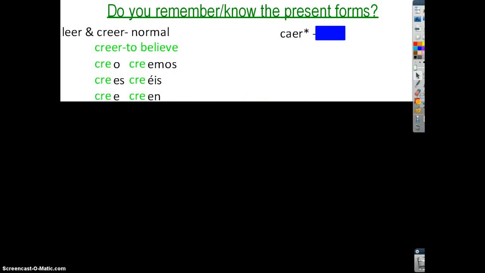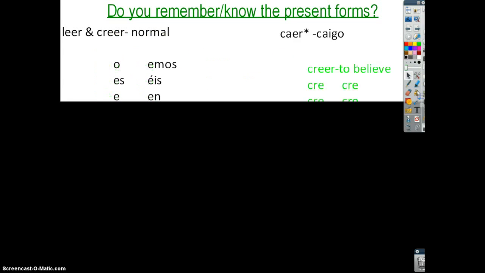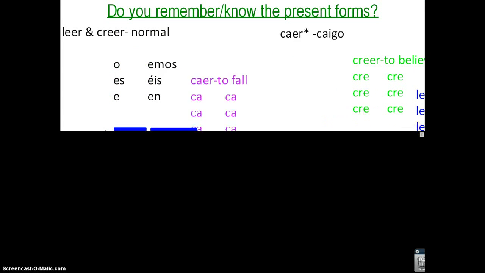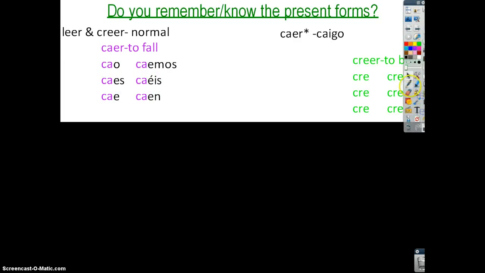All right, caer, you guys might remember from when we used it reflexively to say to fall down. And we were using it in the preterite then, and I don't know if you guys will remember the yo form or not, but it is irregular in the present tense. It is caigo. So knowing that, once you have your creer chart, I'm going to move that out of the way. We're going to write down caer's chart, in which the yo form is irregular, so it's not just that.